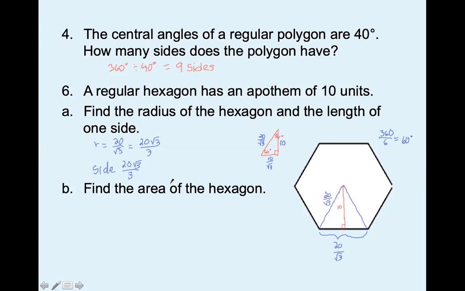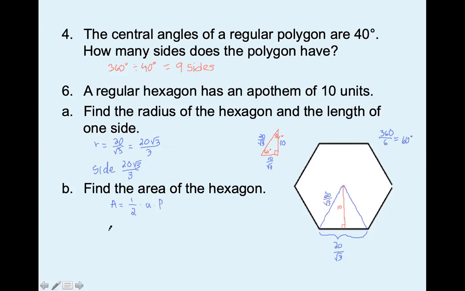All right, part B says find the area of the hexagon. So you could either find the area of this triangle, 1/2 base times height, and multiply it by 6, because there are 6 of those triangles contained in there. Or I would like to use today's new formula, which is the area of a regular polygon is equal to 1/2 times the apothem times the perimeter.